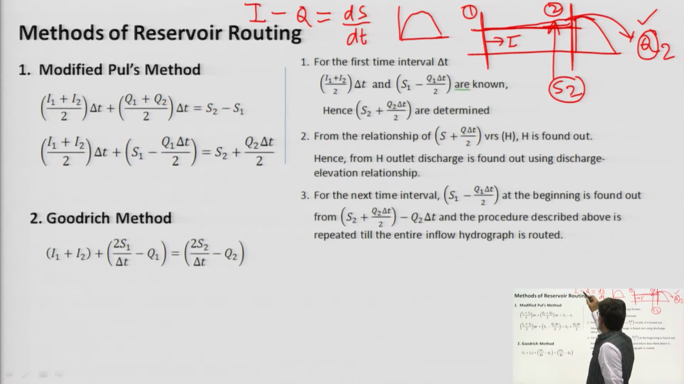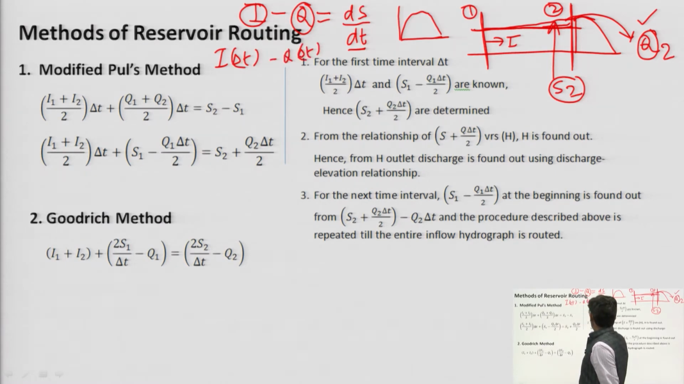Since the unit of I and Q is meter cube per second, that is why dS by dt. And for a significant time interval delta t, it will be I into delta t minus Q into delta t, which equals the change in storage, meaning S2 minus S1. This is the continuity equation that I have told you in the previous class.